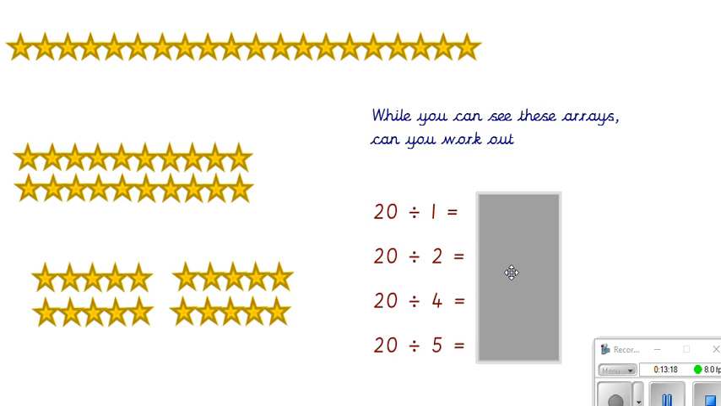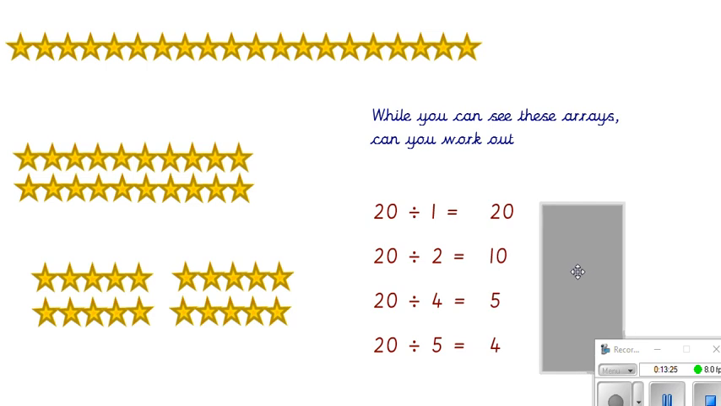So 20 divided by 1, one group of 20, is 20. 20 divided by 2, or half of 20, is 10. 20 shared by 4 is 5, and 20 divided by 5 is 4. If you're a little unsure about the division, don't worry, that's not our main focus for today. Our main focus, remember, was to put things into equal groups.